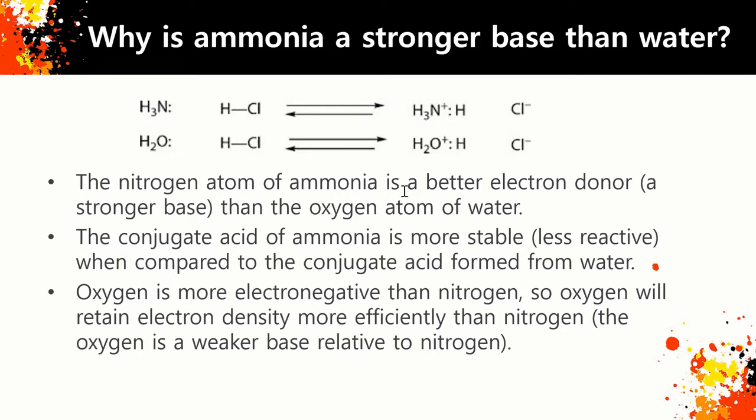So the nitrogen atom of ammonia is a better electron donor. In other words, it's a stronger base than the oxygen atom of water, right? So the conjugate acid of ammonia is more stable. That is, this ammonium ion here is more stable and less reactive when compared to the conjugate acid formed from water, so our hydronium ion here. So let me repeat. The conjugate acid, which is the ammonium ion, is more stable than the hydronium ion. Because it's more stable, it's less reactive.